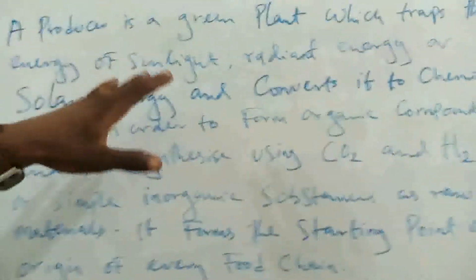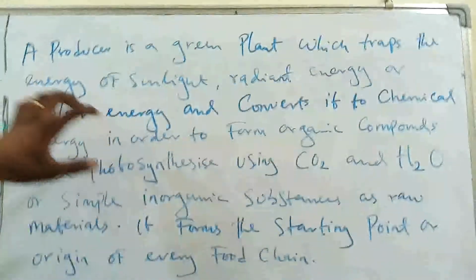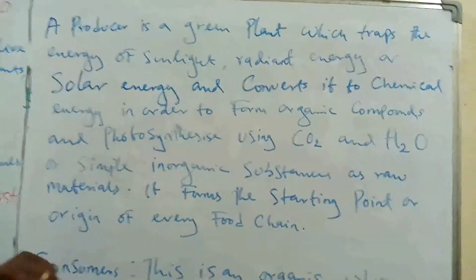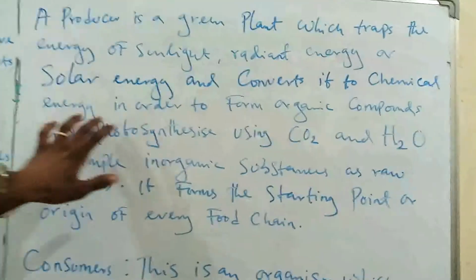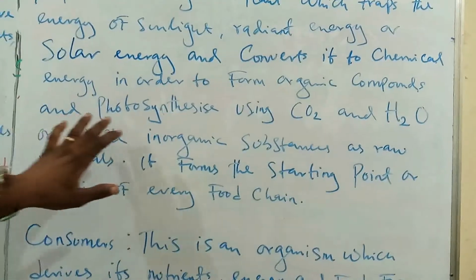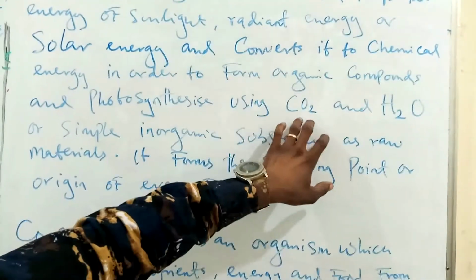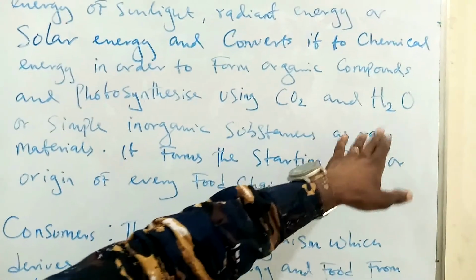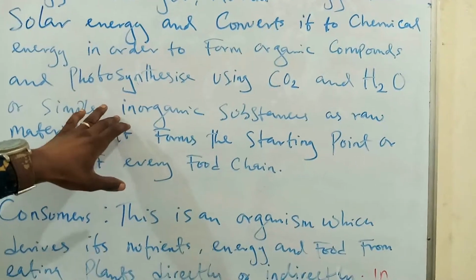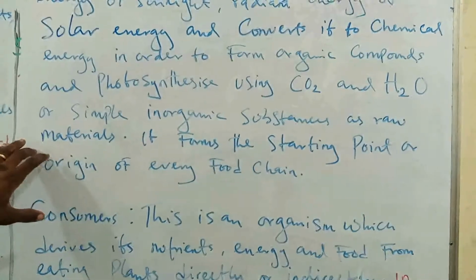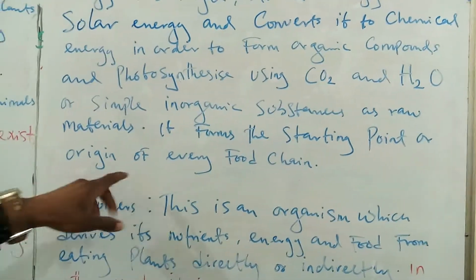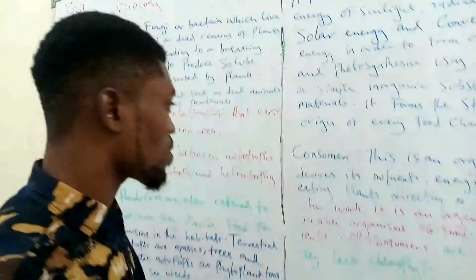So we also have here a producer. A producer is a green plant which traps the energy of sunlight, radiant energy or solar energy, and converts it into chemical energy in order to form organic compounds and photosynthesize using CO2, carbon dioxide, and H2O, or simple organic substances as raw materials. It forms the starting point or origin of every food chain. Now let's look at consumers.